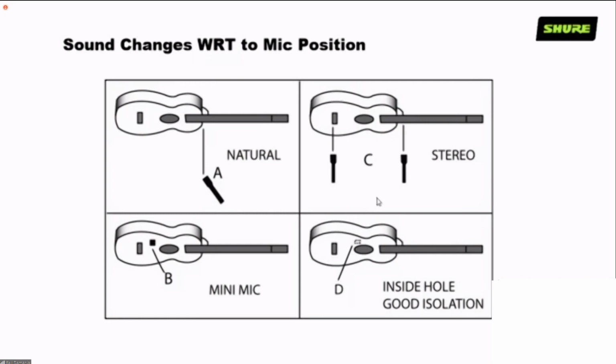Next is you can do a typical stereo miking. In this kind of form, both the microphones get a decent natural sound from the instrument, and the fact that you pan them gives you a little width to the sound.